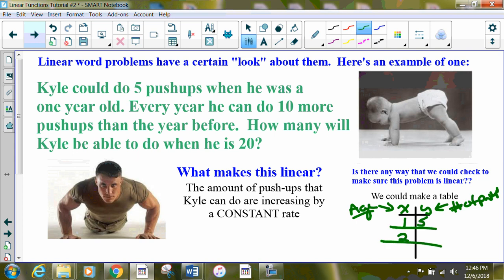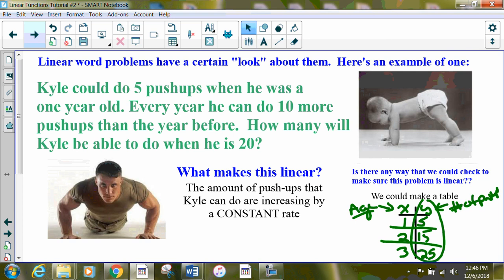At 2 years old, he could do 10 more than that, so 5 plus 10 is 15. At 3, he could do 10 more than that, so that's 25. We could take the time and do the subtraction and see we have a constant rate of change, or we could just look at our table and look at the y column. As we move down the y column, we are increasing by 10. So that is an example of a linear word problem.